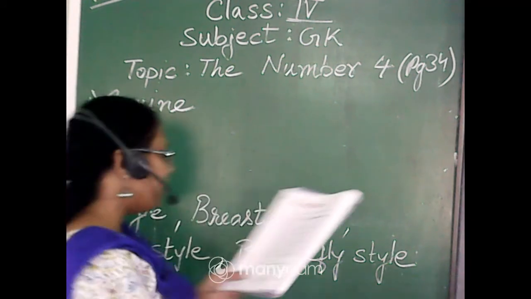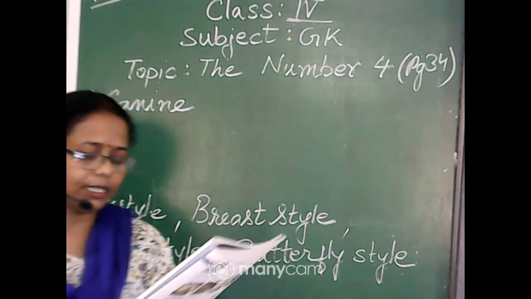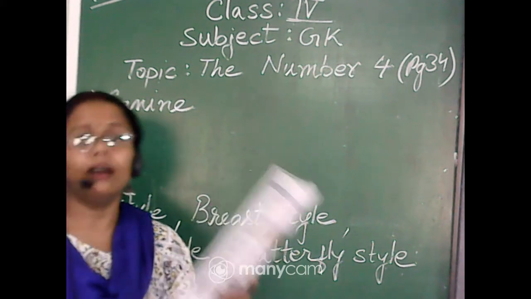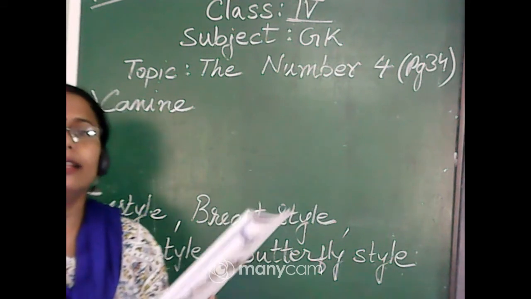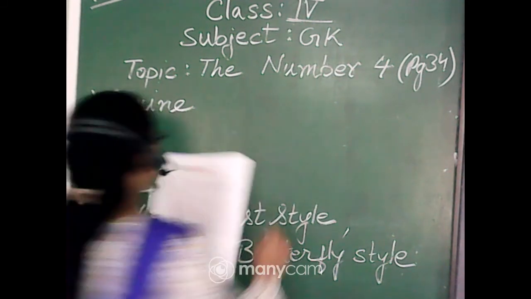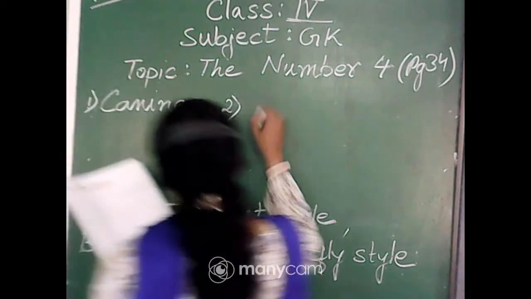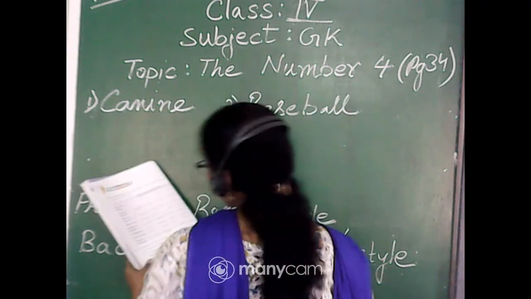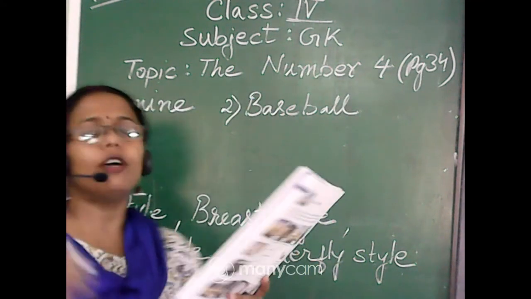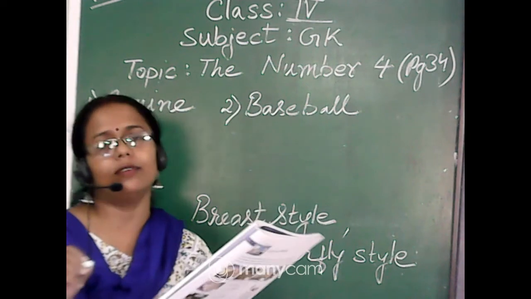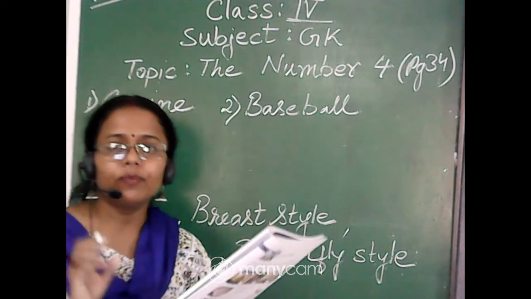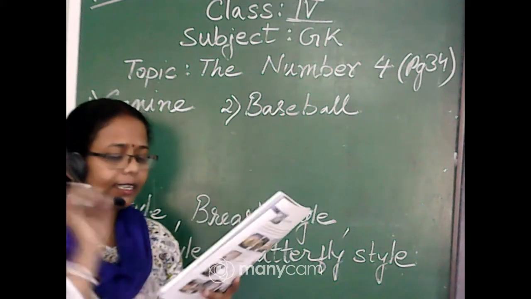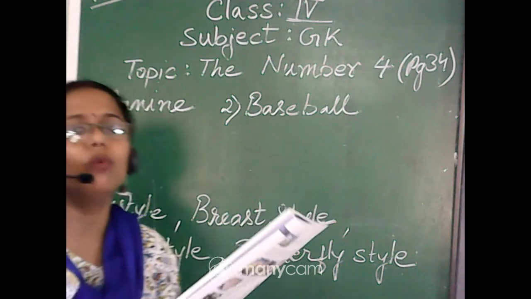The second one, in which sport does the playing arena have 4 bases? So this is the arena where 4 bases are there, and the name of the sport is baseball. Okay, so the second one comes. Which unit of storage in computer equals 4 bits? So you know 1 bit is equal to how much, 1 kilobit is equal to how much. In that way 4 bits is equal to 1 nibble.